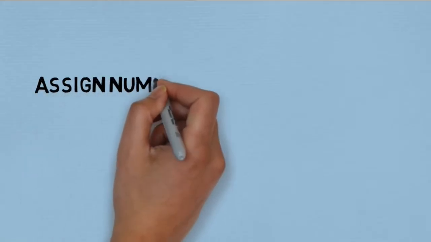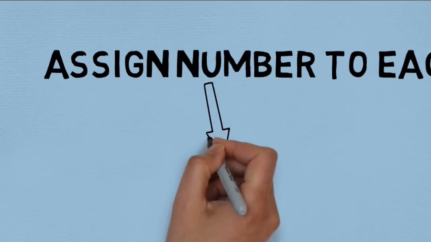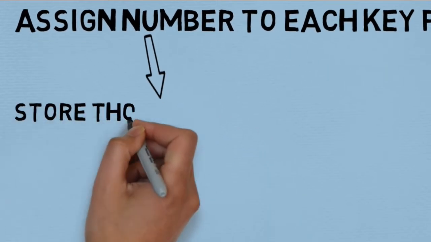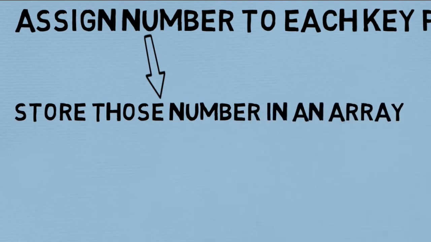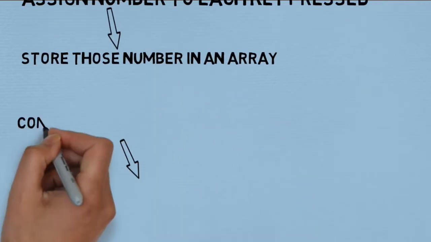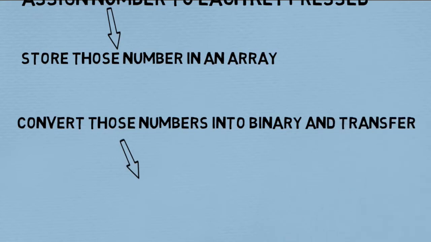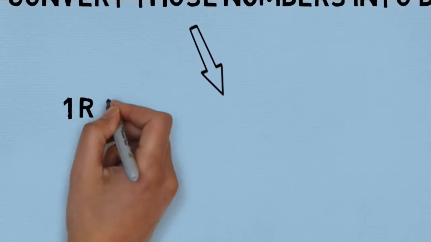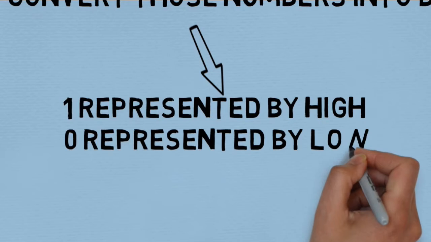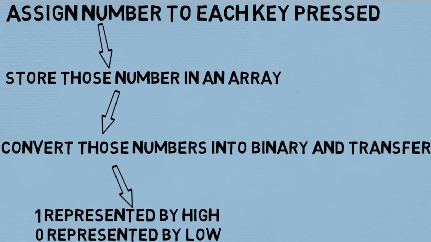You need to assign a number to the key pressed. Like for example, Q has the number 26. The keys pressed and the assigned numbers are stored in an array. Now the numbers in that array are converted to binary and stored in another array. The 1 represents high and 0 represents low, and that is sent through a wire, that is the signal wire. So this is the coding.